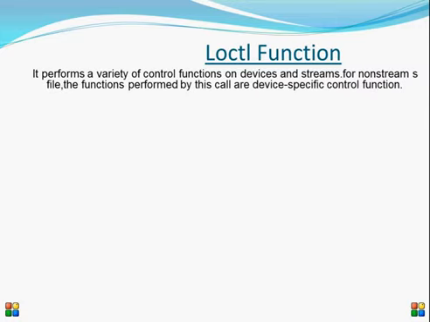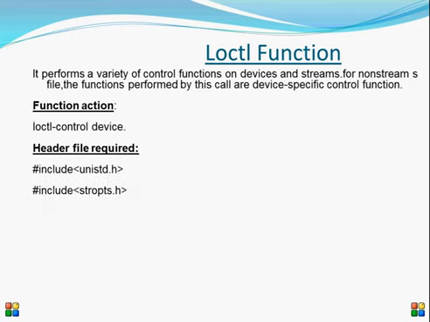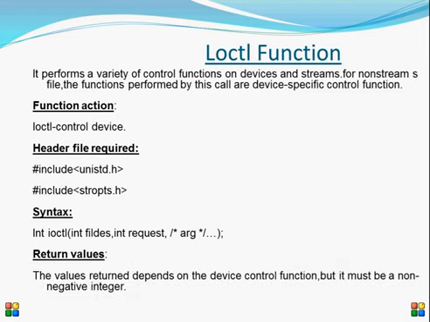The next and the last one is the ioctl function. It performs a variety of control functions on devices and streams. For non-streams files, the functions performed by this call are device-specific control functions. Let us see the function action, syntax and the header files. Function action: it controls the device. Header files required: unistd.h and stropts.h. Syntax: it consists of fields, request and arguments. Return values. The values returned depend on the device control function, but it must be a non-negative integer.